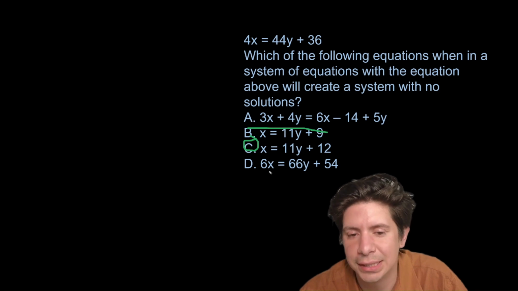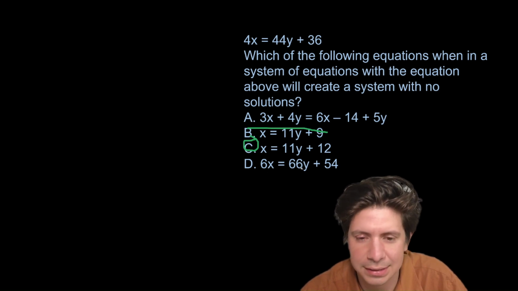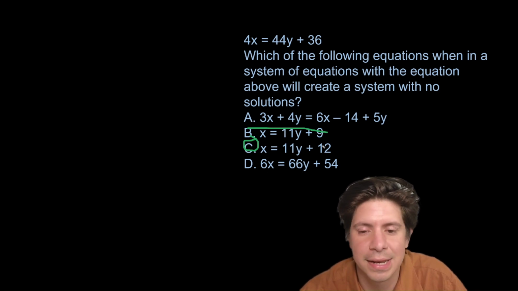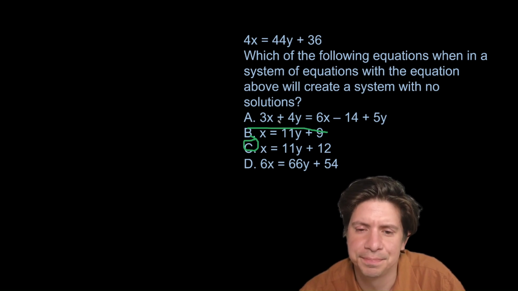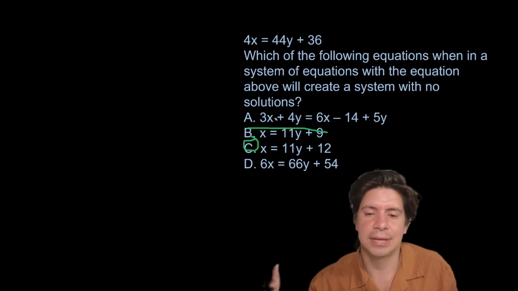What was wrong with D? It has the 11:1 ratio with the 6x and 66y, but still a 9:1 ratio there. And then A we don't have to work out because it just ends up not mattering. So that's how I would tackle this question.